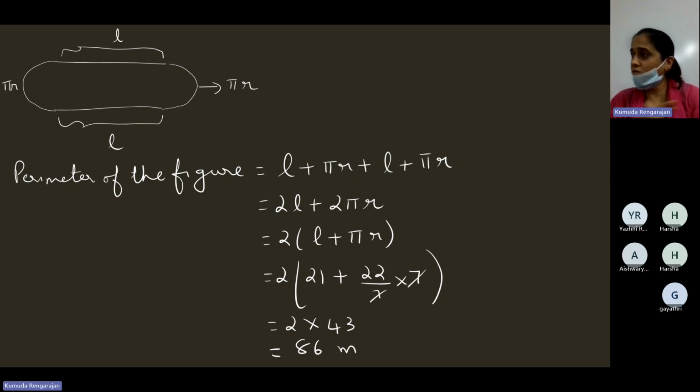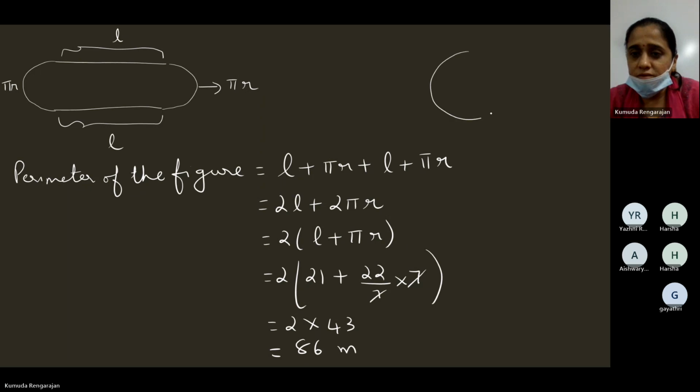Okay, so perimeter is only the length of the boundary. So what's the length of the circle? 2 pi r. Length of a semicircle? Okay, let me not ask you. Some of you might know it. Some of you might have forgotten.